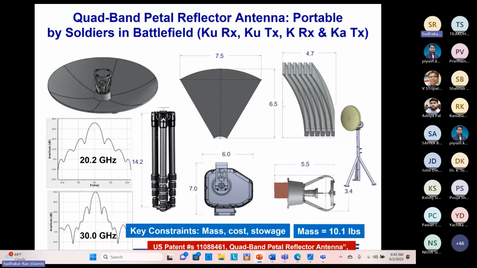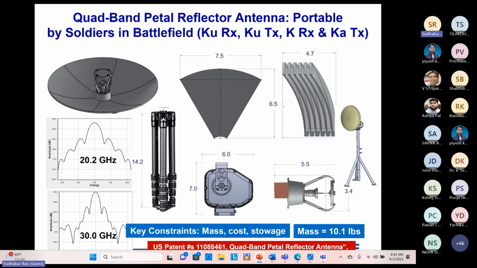So this is a quad band petal reflector for ground applications. It is portable by soldiers. The reflector is made of 6 petals, so they can remove and fold them and carry it in a briefcase. Then the sub-reflector and the feed are one assembly, gimbaled and mounted on a tripod, which is made of graphite. So it's very lightweight, so that the soldier can carry it, and also packable.